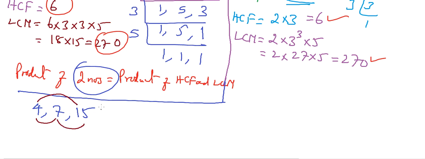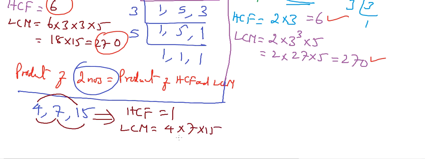So in that case, there is no common factor, so therefore HCF is 1. HCF is equal to 1, and LCM is the product of all the numbers. So 4 into 7 into 15. 15 into 4 is 60, 60 into 7 is 420.